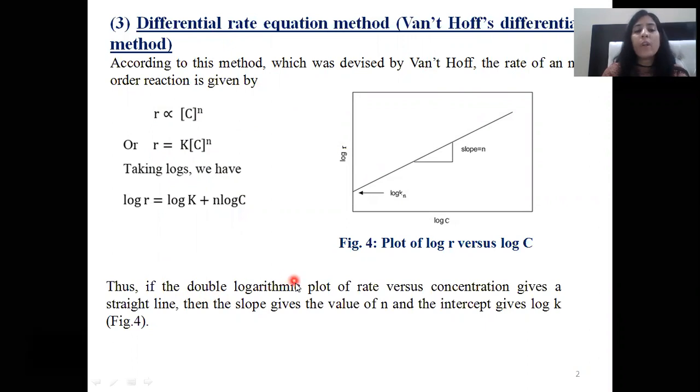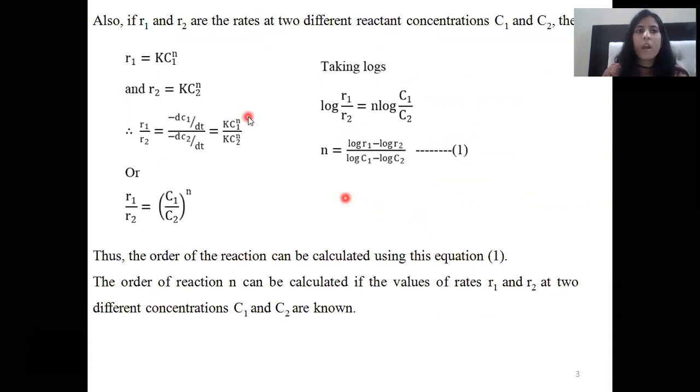Thus, if we make a double logarithm plot, double logarithm means we have log on both x and y axis, so when we plot a graph between log of R and log of C, we get a straight line. Then the slope gives the value of n and intercept gives the value of k. Also, if R1 and R2 are the rates at two different reactant concentrations C1 and C2, then R1 is equal to K C1 raised to the power n and R2 is equal to K C2 raised to the power n.